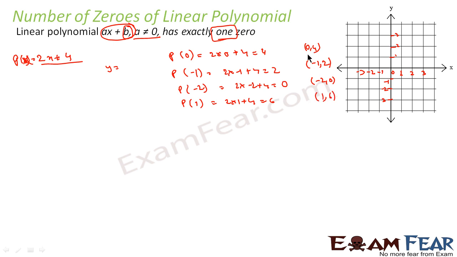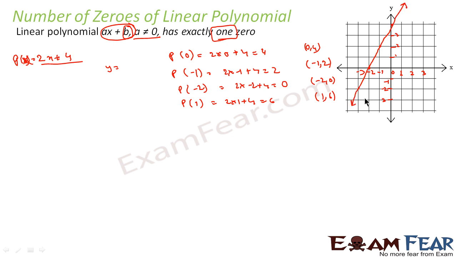Let's plot these values. 0 and 4, x is 0, y is 4, it will be somewhere here. x is minus 1, y is 2, it will be somewhere here. x is minus 2, y is 0, somewhere here. x is equal to 1, y is equal to 6, somewhere here, which is not visible. So you see, this is a straight line. Generally, the linear polynomial has a straight line graph. This is also a straight line. So we'll just join these points. This is the graph we'll get.